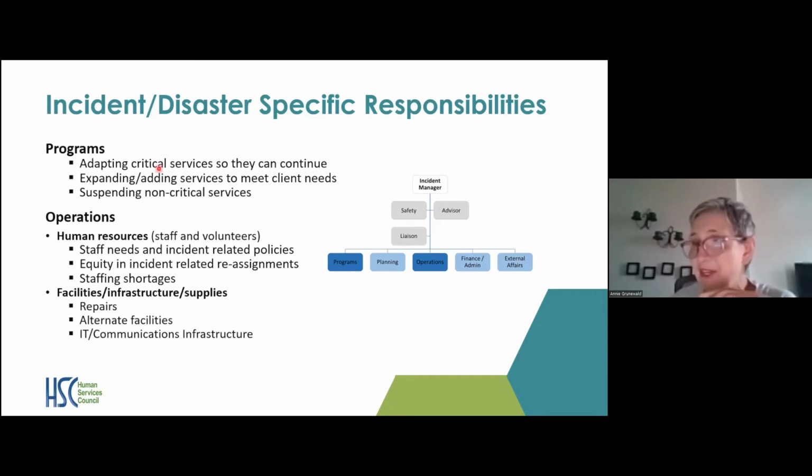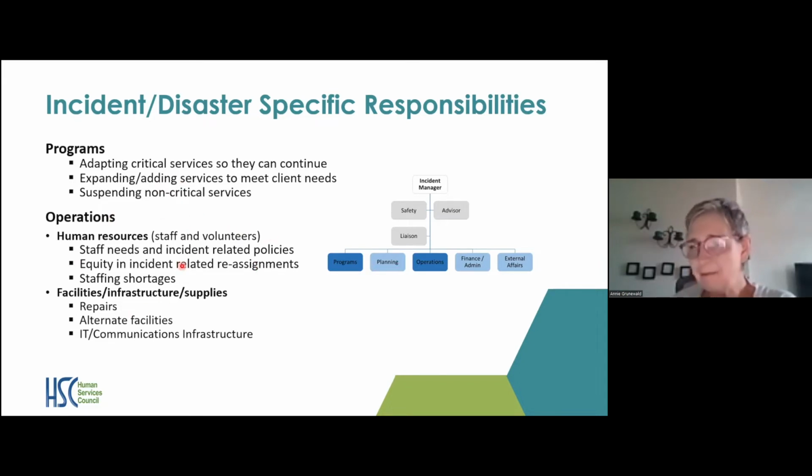So it's about figuring out what critical services. Hopefully you have a plan that will give you some guidance as to what your critical services are, but during the event, you're really looking at and deciding what should go on, what needs to be suspended, what services need to be expanded.